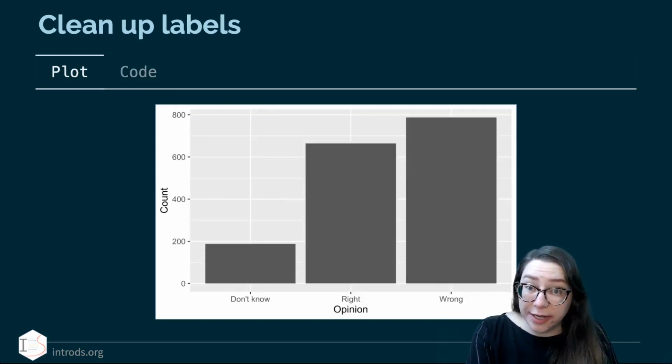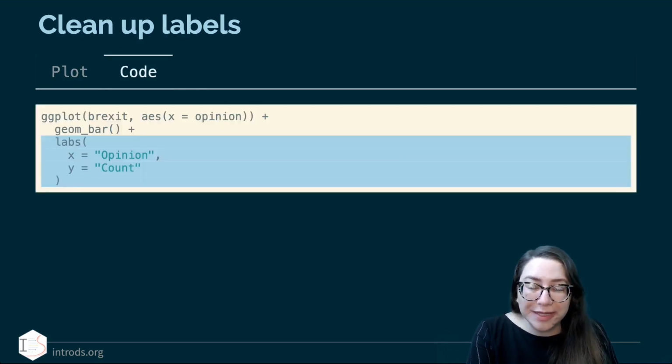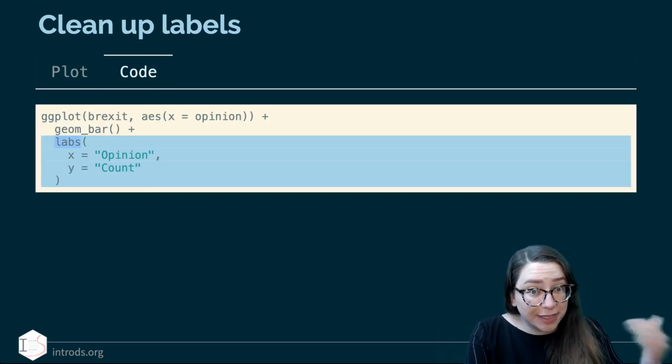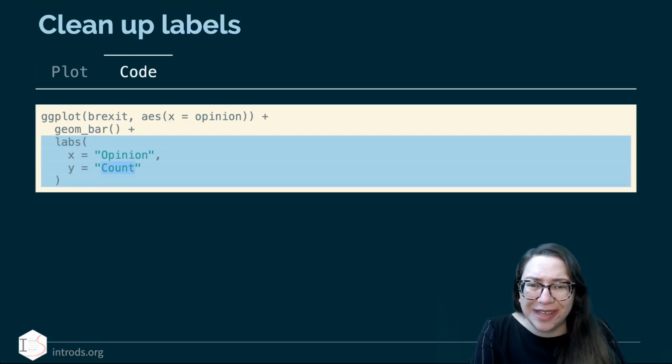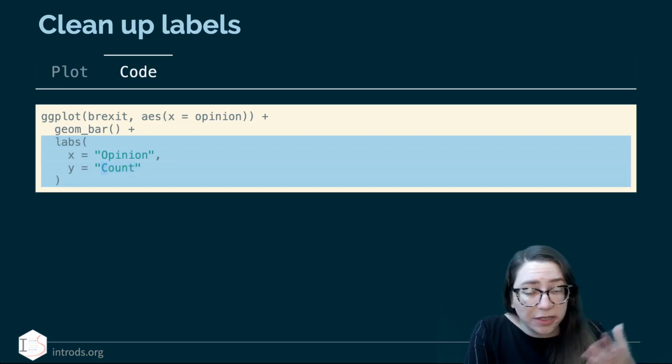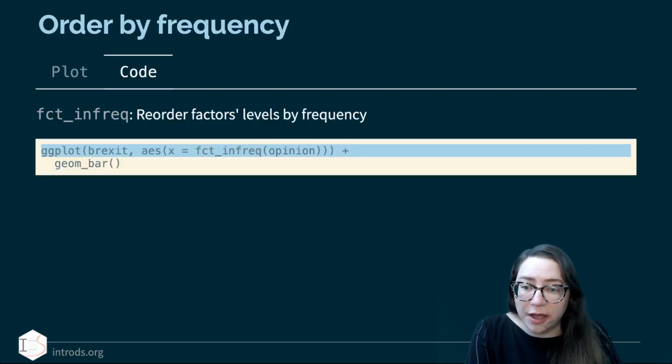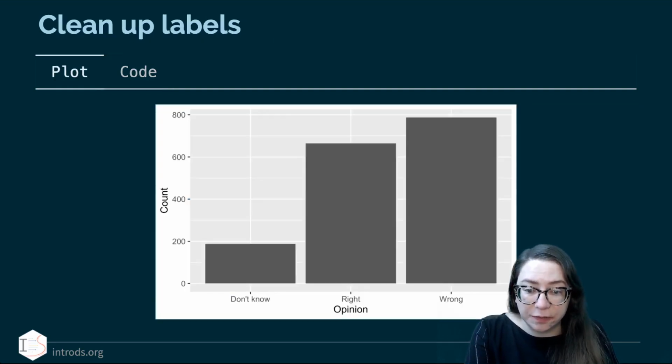So we know how to clean up labels by now, hopefully. We use the labs function as a separate layer in ggplot to give an x label and a y label. I tend to redo the labels like count, even though it's exactly what ggplot2 was giving me. But when I'm labeling my plots, I like using title case, so that's the first letter is capital. So I like matching them. So I've done that here as well. So the plot looks something like this here.